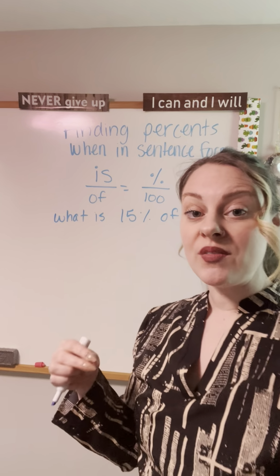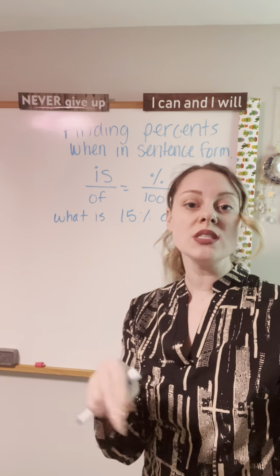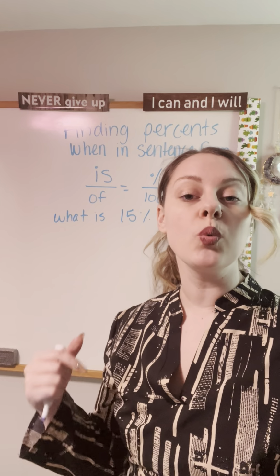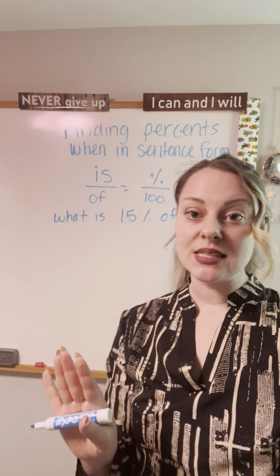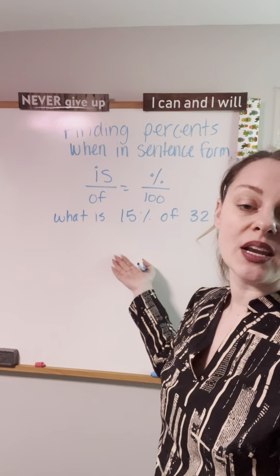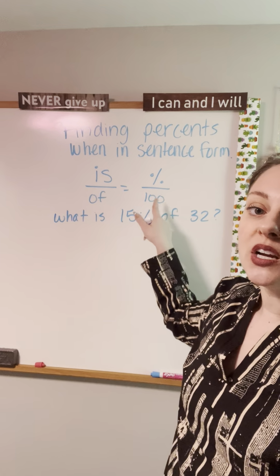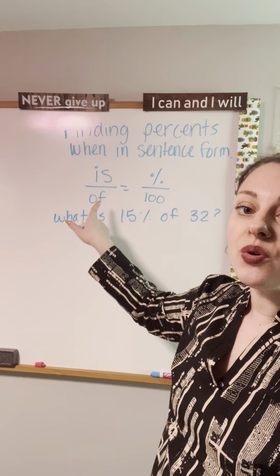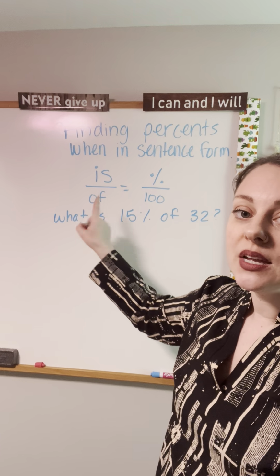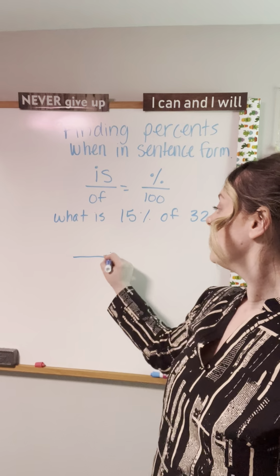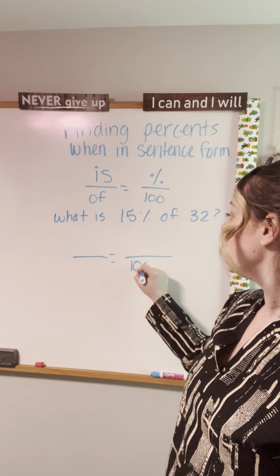When I'm given a huge word problem with a ton of words, I use part over whole equals percent over 100. When I'm just given a basic sentence like this, what is 15% of 35? I use this same setup, percent over 100. The only thing is instead of part over whole, I do is over of. So here we go. Let's set this up. Sorry, my 100 stays the same.